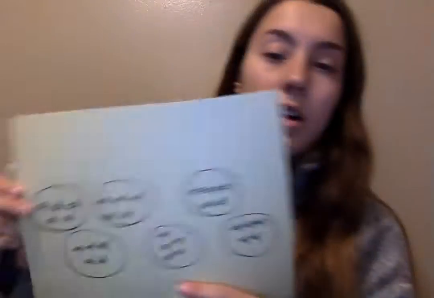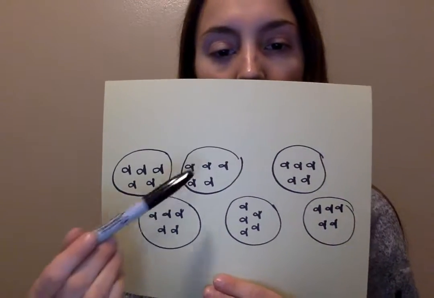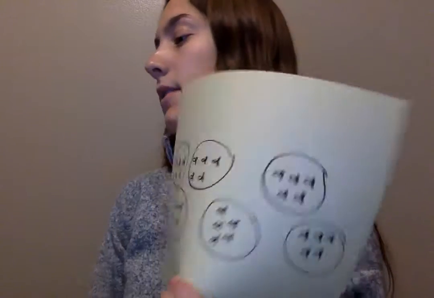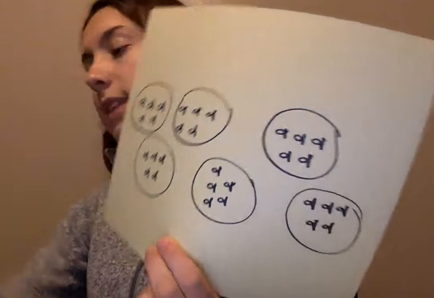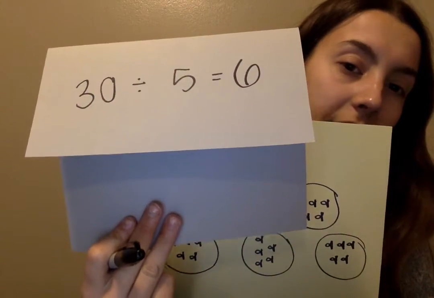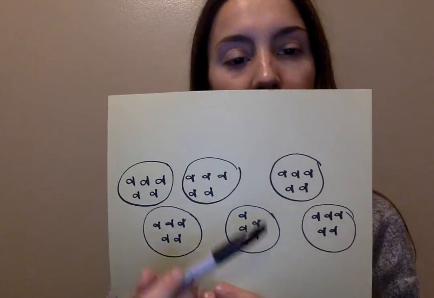Since I have drawn a circle around each set of 5 fish, I can just count how many fish tanks I have. 1, 2, 3, 4, 5, 6 fish tanks. So I'm going to write that down: 30 divided by 5 is 6. And here's my visual. There are 6 fish tanks.